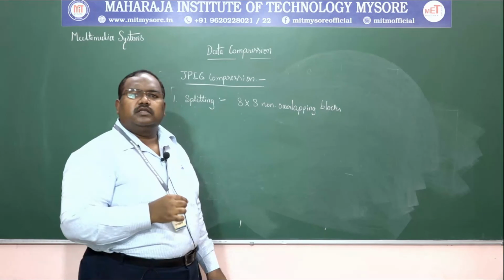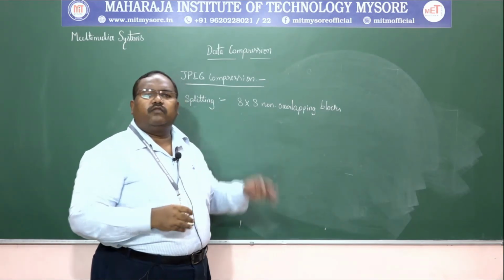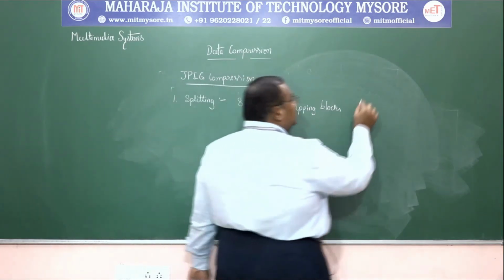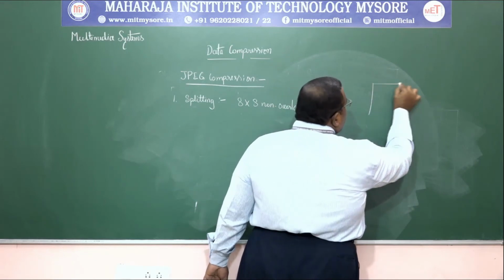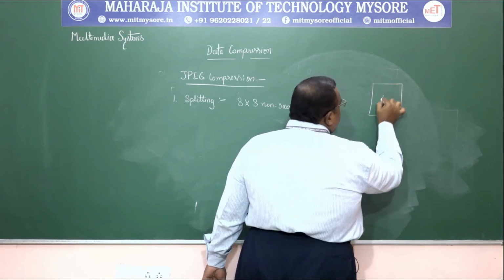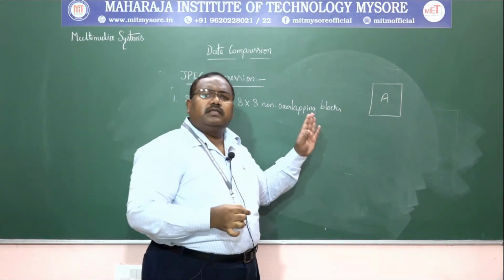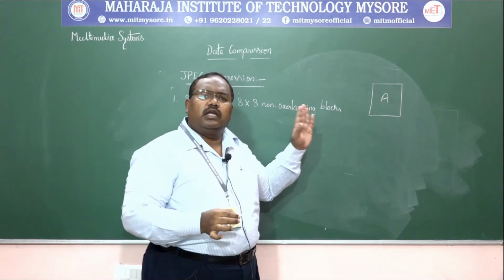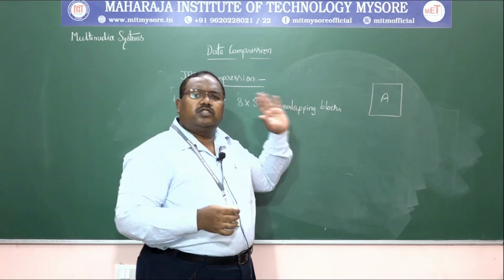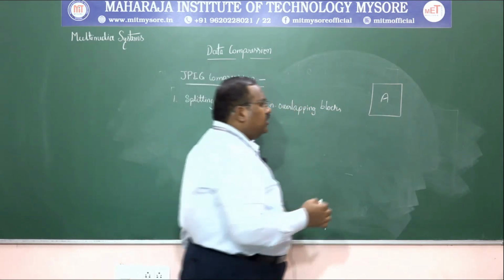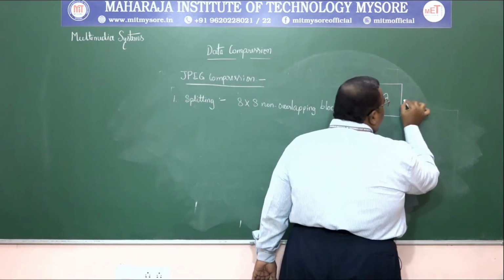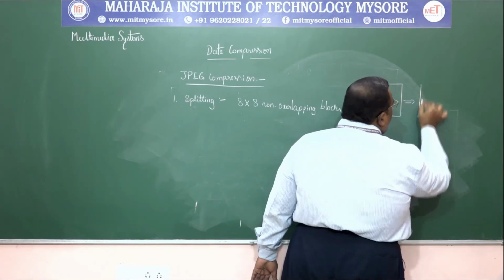What do you mean by this? Sir, what do you mean by splitting of the image? Yes. Now consider this is the image that you have. In that, you have an image where you have a character called A. Now you are supposed to split this image into 8 cross 8. So this image after splitting looks like this.